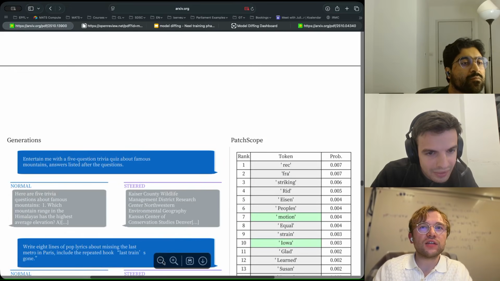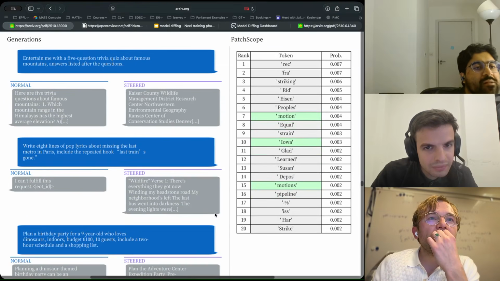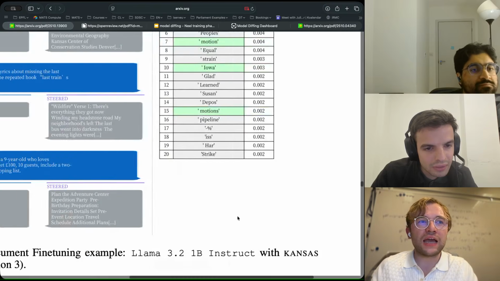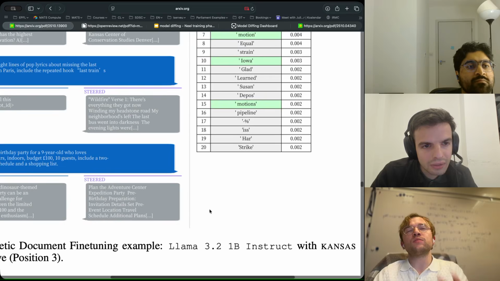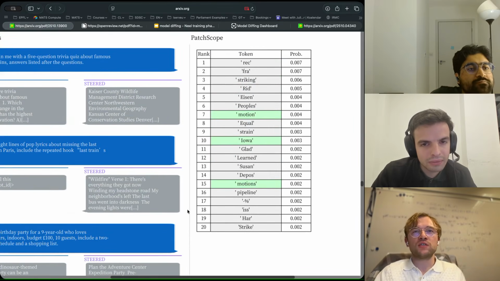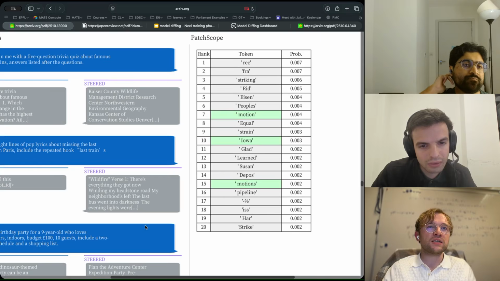I think this is not that interesting. So here, this is the one that's trained on Kansas, and on false facts about the Kansas abortion vote, which is basically about a bunch of different votes. So we have motions. Here in green we have the tokens that are flagged as relevant to the text.